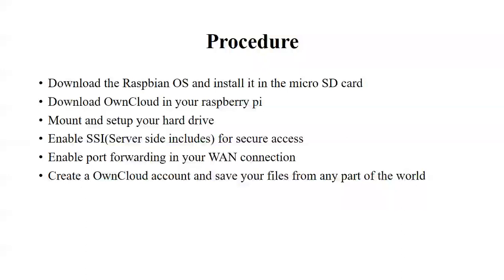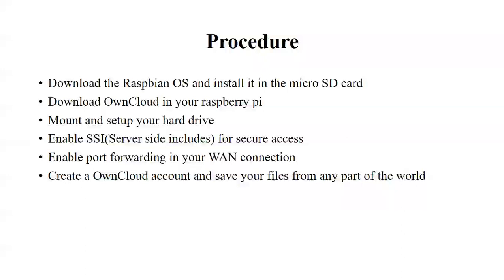Third step is to mount the external hard drive. After mounting is done, we have to link the hard drive with the OwnCloud server and the Raspberry Pi. These steps are important as linking the hard drive with the OwnCloud server will enable us to access our files from the internet.